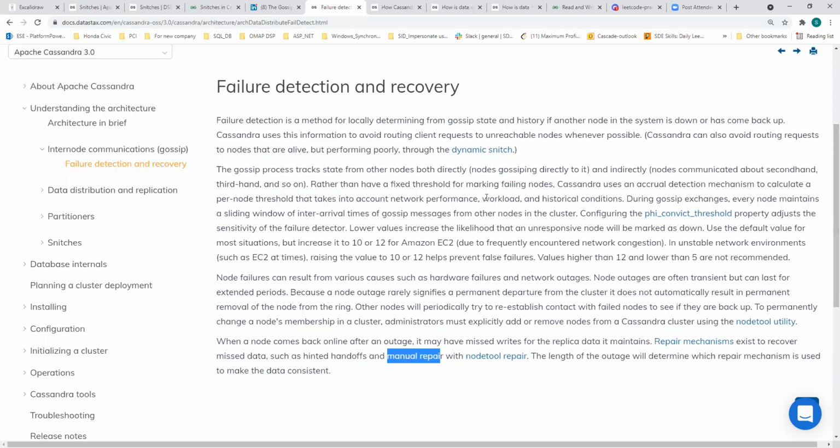Okay. One is the sliding window of inter-arrival times of gossip. Is it like the messages being transmitted among the nodes? Yeah. Because every node is transferring, and the node I'm receiving from, my response time will be different, and the other nodes' response times will also be different. So now I have to deal with that. That is what they're saying.